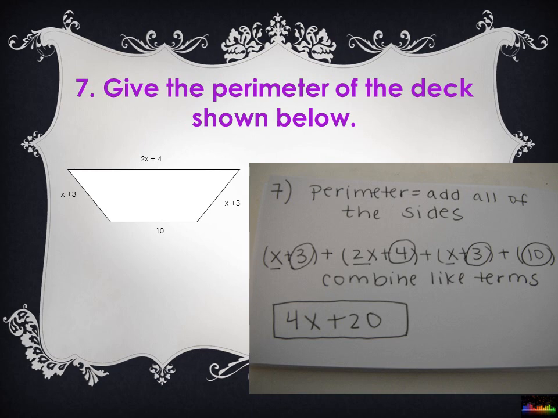So what you're doing is you're adding four different binomials. So create your expression, which will be x plus 3 plus 2x plus 4 plus x plus 3 plus 10. And then you combine your like terms to get 4x plus 20.